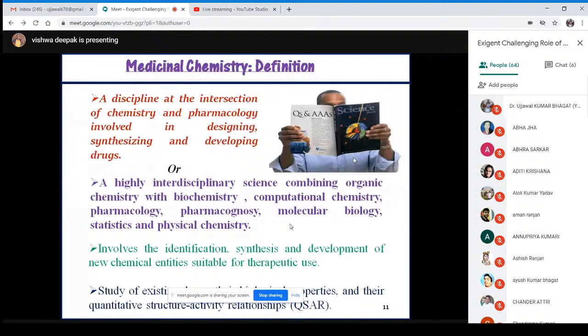Medicinal chemistry is not only chemistry, it is a mixing of various branches, interdisciplinary: organic chemistry, biochemistry, computational chemistry, pharmacognosy, pharmacology, statistics, physical chemistry, everything. So you can easily understand that one person cannot be the master of each field. It is a very interrelated topic, interdisciplinary. We should have a very strong team with experts from all the fields to finalize the molecule which we can use as a weapon against COVID-19.